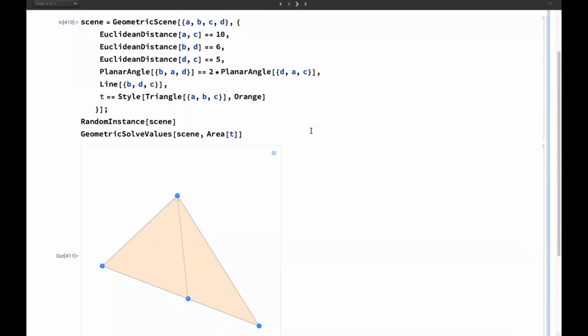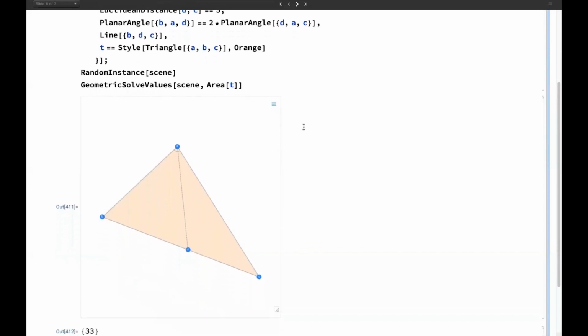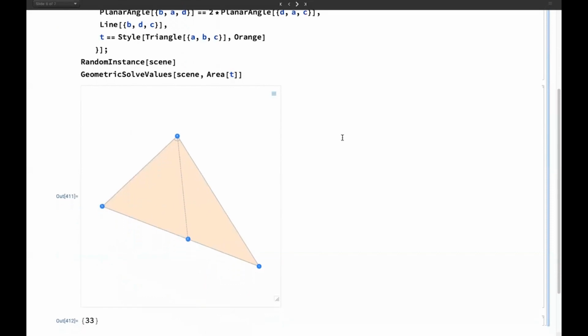So if your geometry skills are sharp, then perhaps you might like to take a look at this notebook and try to work this out on your own. But if your geometry skills are not sharp, or you're just a little bit lazy, you can run GeometricSolveValues on this and see that the answer is 33. So we do get an exact answer for the area of this triangle.